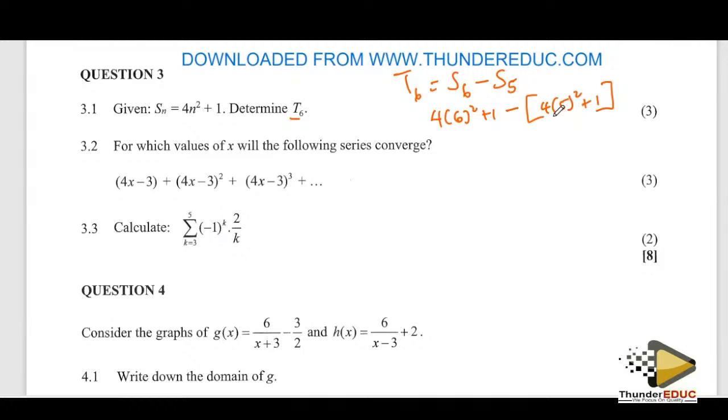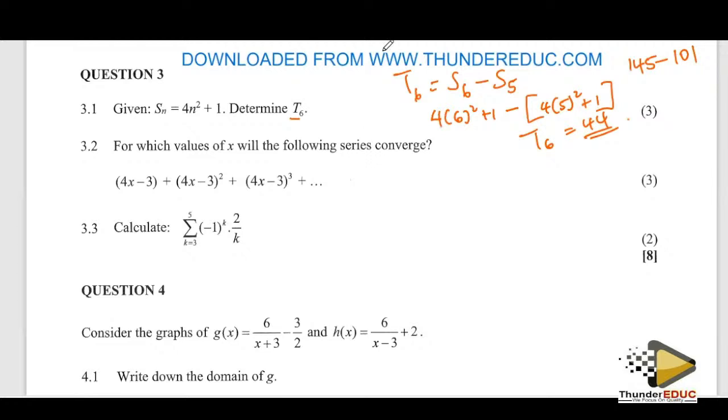Okay, let me just punch that in. 4 times 6 squared plus a 1, I'm getting 145. Okay, I'm subtracting 4 times 5 squared plus a 1, I'm getting 101. So 145 minus 101, I end up with 44. So T6 is a 44.